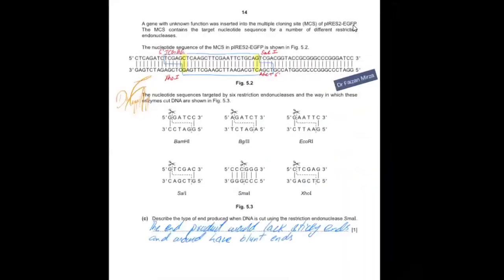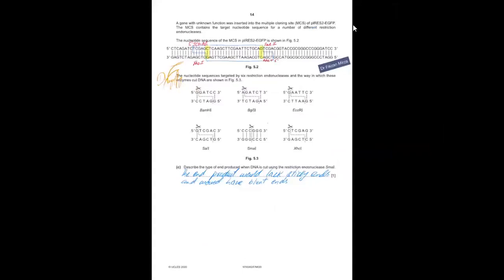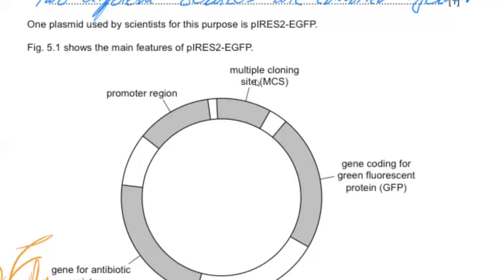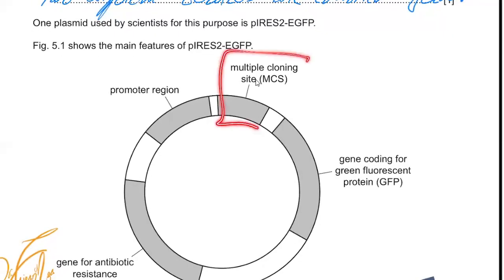So what next have they done? Next they have given you the MCS, and this information is given to you. MCS is basically the multiple cloning site, which is shown to you. So we are going into the detail of this multiple cloning site, what actually is present here. I'll just move on to the next page now.